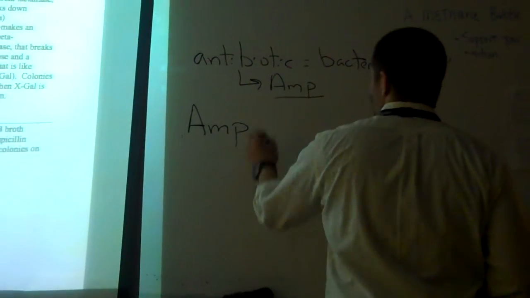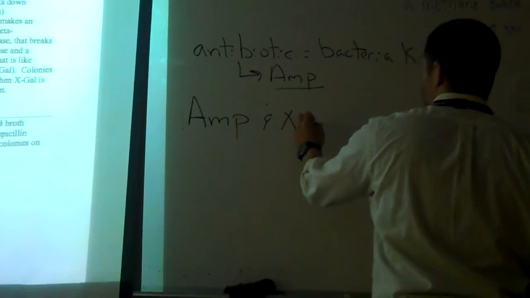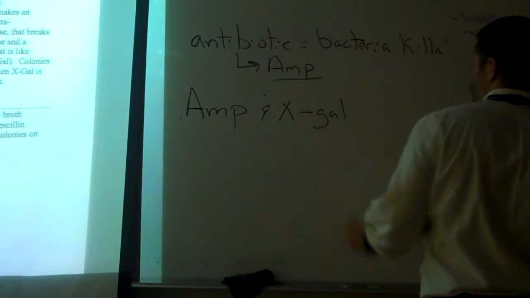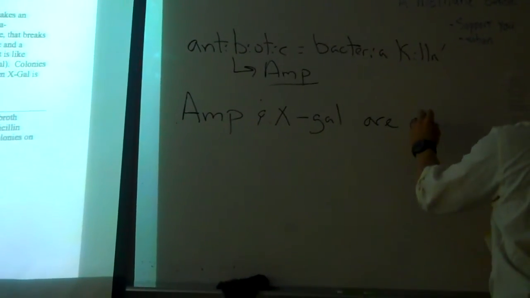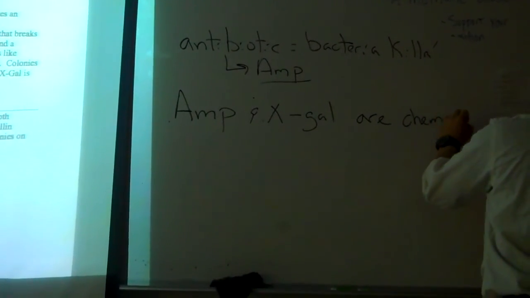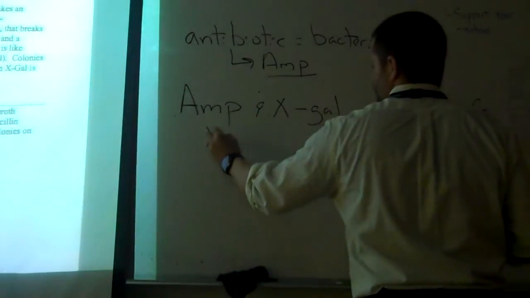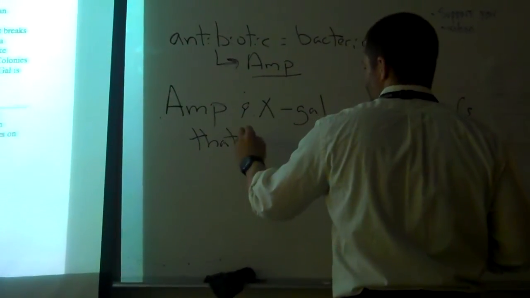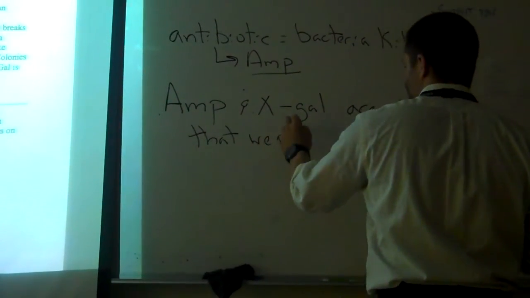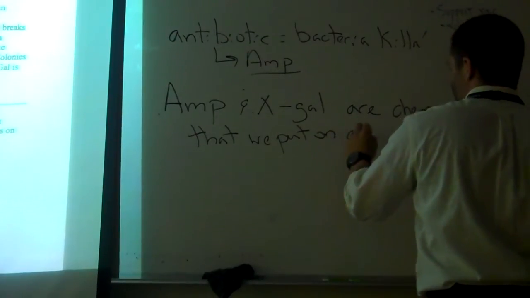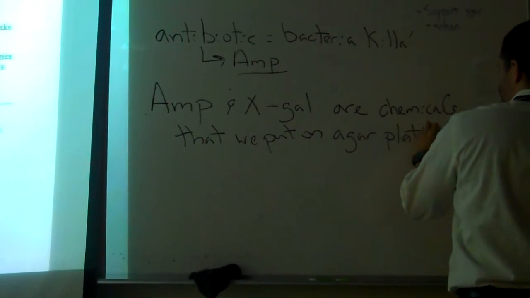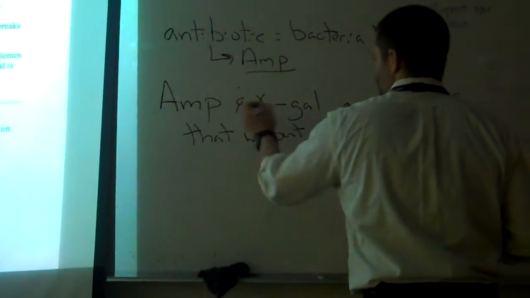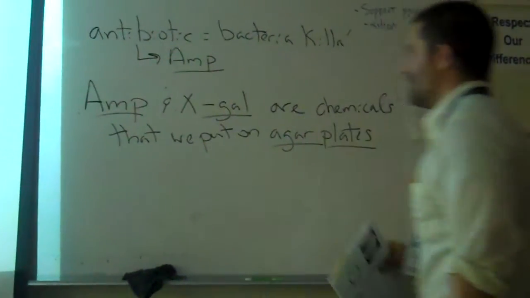Okay. Amp and X-gal are chemicals, or some type of chemicals. I'm going to call them chemicals for now to make it simple. They're more complicated. Chemicals that we put on agar plates. I'll explain what agar plates are in a second. So amp and X-gal are chemicals that we put on.